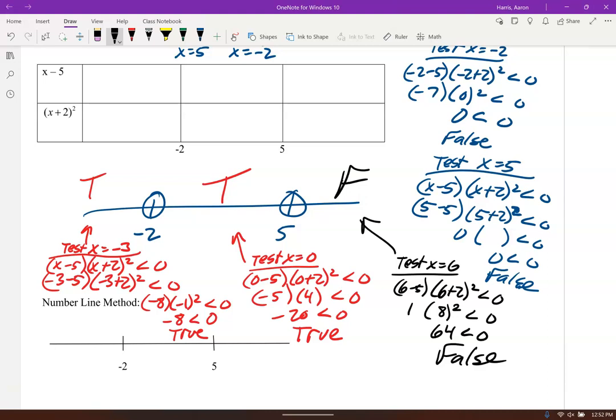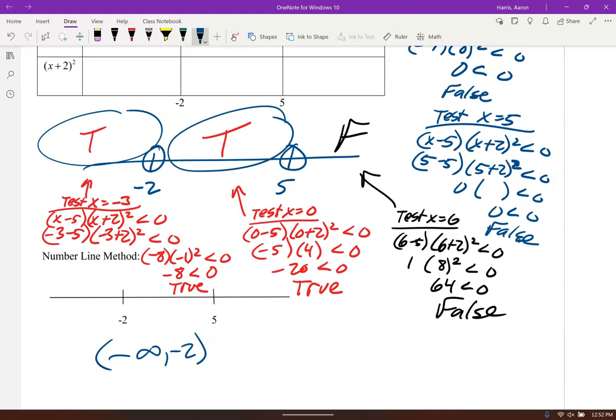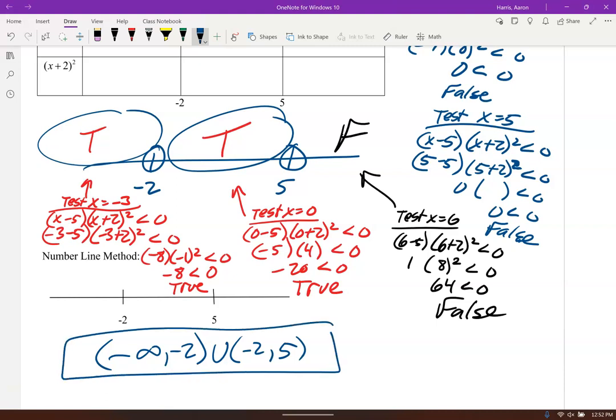So this is showing us our solution set. Our solution set is going to be from -infinity up to -2. Do not include -2. We cannot include that critical point -2. And then it's okay also between -2 and 5. Everything will make that true as well, but after 5 it's false. And so that would be our solution set.